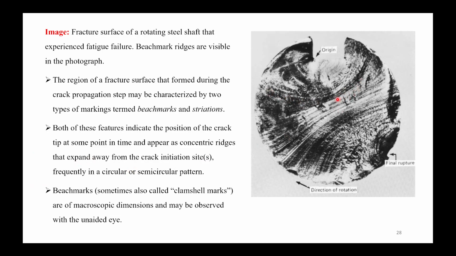Now, beach marks, sometimes also called clamshell marks, are of macroscopic dimensions and may be observed with the unaided eye. Now, this is the final rupture, direction of rotation, and origin of the crack. These are given in your fracture surface.